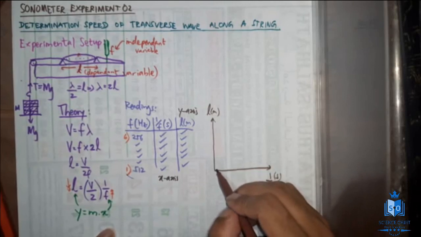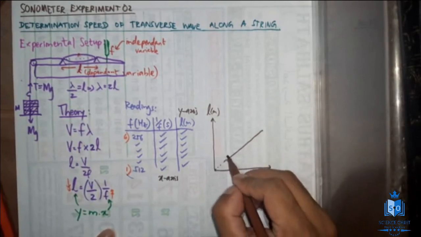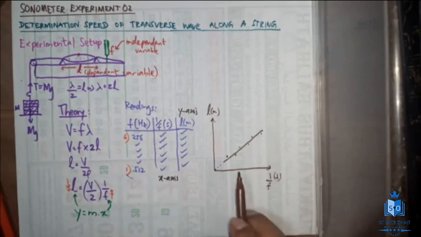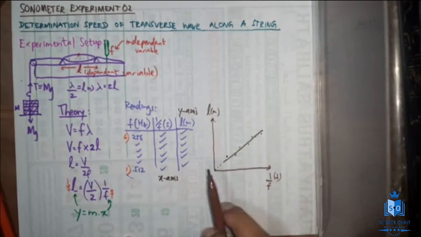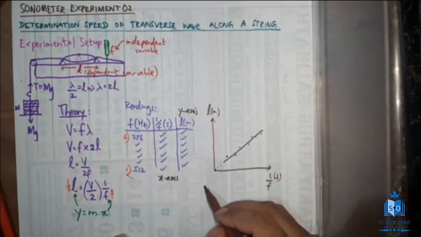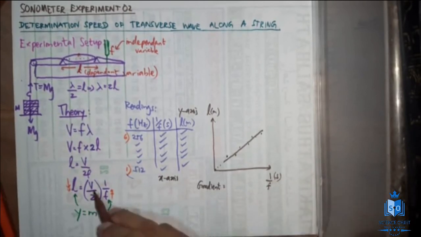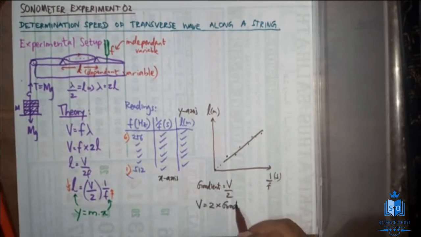Okay. Then subsequently you will get a graph like this, and you know the points will be arbitrarily arranged. And when you want to get the gradient, what do you do? You choose 2 points on this line as far apart as possible, then you find the gradient. When you find the gradient, what does the gradient tell? Gradient in this question is equal to v by 2, where v is the speed of transverse wave. So finally v is equal to 2 multiplied by gradient. A very easy conclusion.